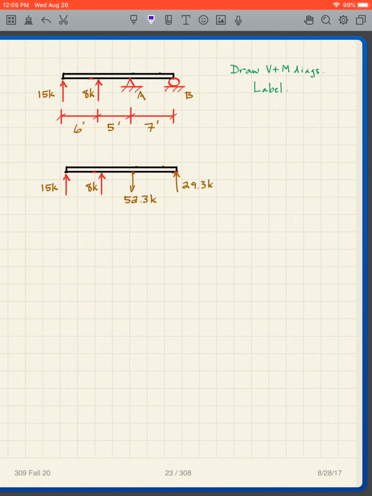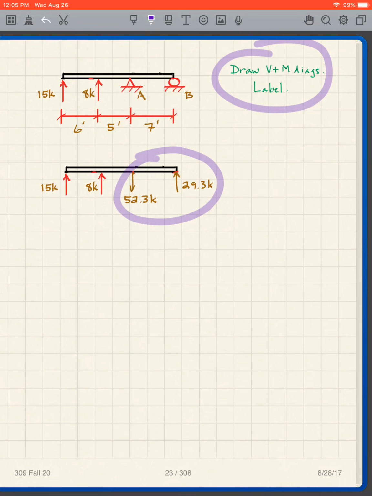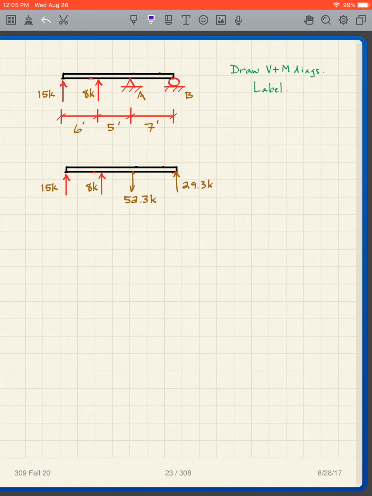All right, so I want you to do this problem, and you should be able to do it very quickly. Draw the shear and bending moment diagrams and label them. And in this case, I have given you the reaction. So pause the video here and do this problem. It should take you just a couple minutes to do it if you're getting good at it.